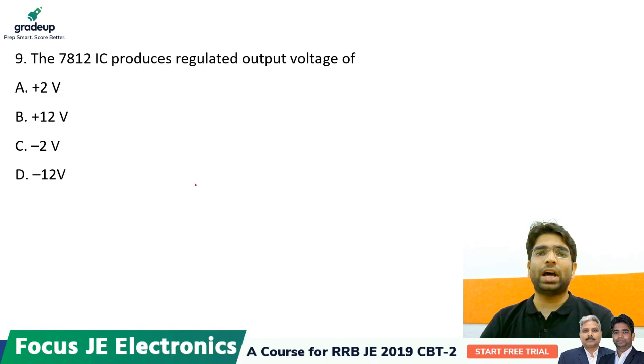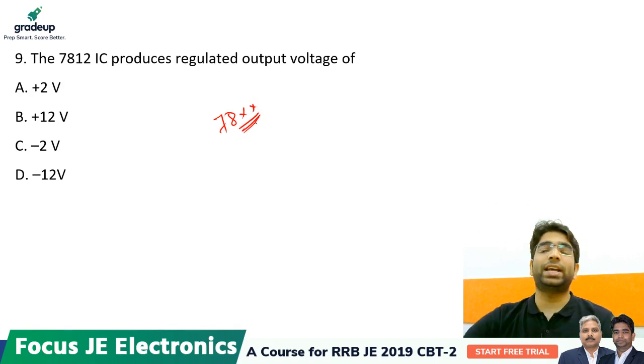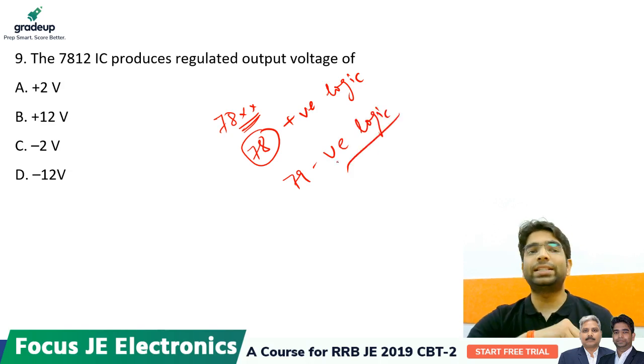A 7812 IC produces a regulated voltage of, my dear friends, remember one thing, 78XX. This XX is the regulated output that will be present. 78 stands for positive and 79 stands for negative. So 7812 means a positive 12 volt output will be present at the output. Yes, correct.